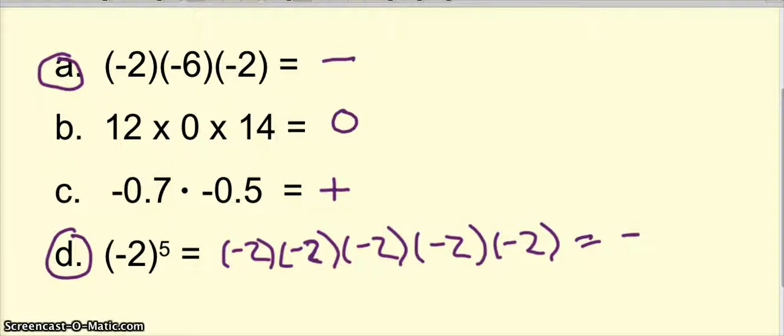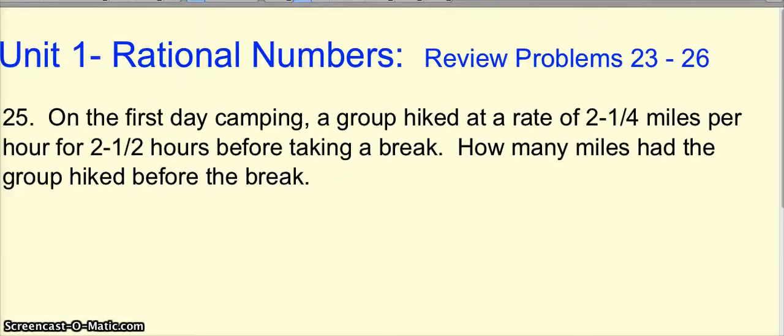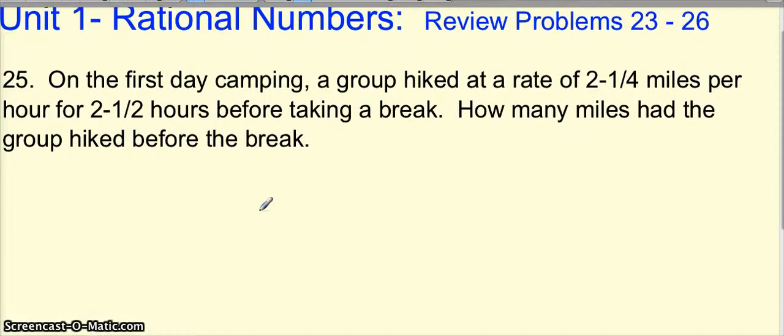Okay, so now let's go ahead and take a look at the next problem, problem 25. On the first day camping, a group hiked at a rate of 2 1/4 miles per hour for 2.5 hours before taking a break. How many miles had the group hiked before the break? Well, what we want to do is use units to help us understand this problem.